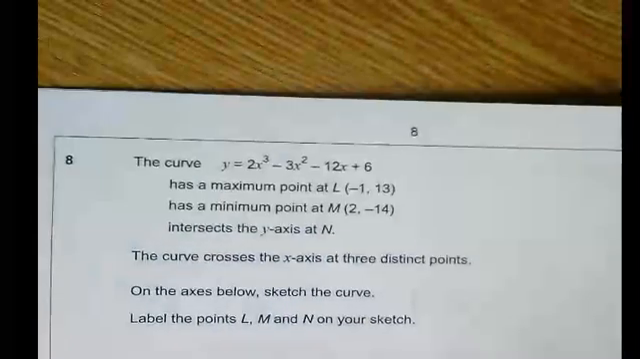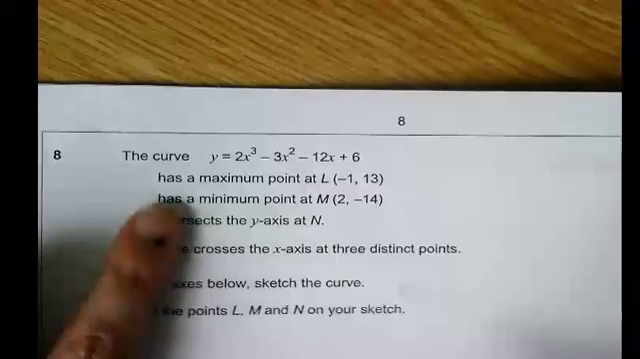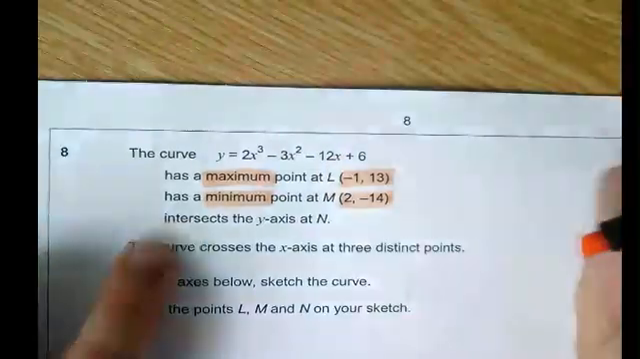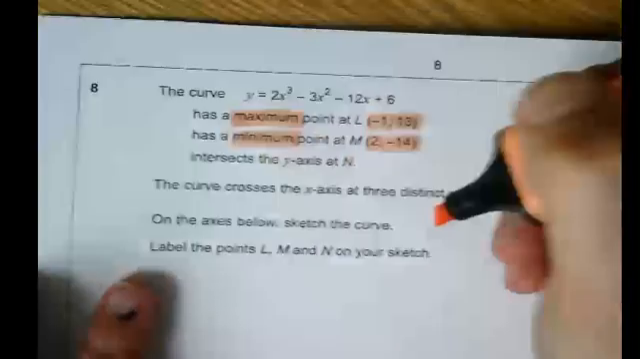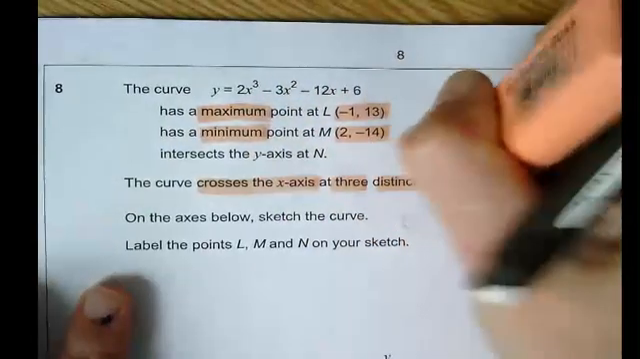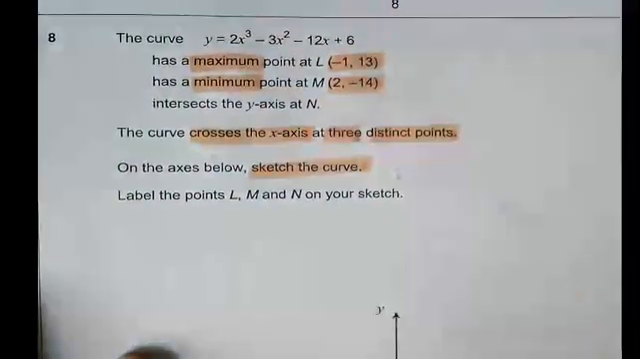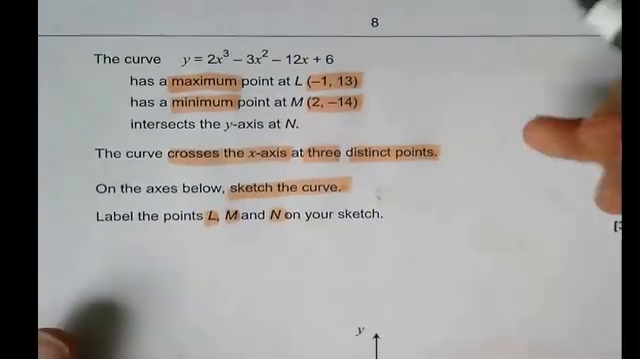Question 8. The curve y equals 2x cubed minus 3x squared minus 12x plus 6 has a maximum point at L (-1, 13) and a minimum at M (2, -14). It intersects the y-axis at N. The curve crosses the x-axis at 3 distinct points. Sketch the curve. Label L, M, and N on your sketch.